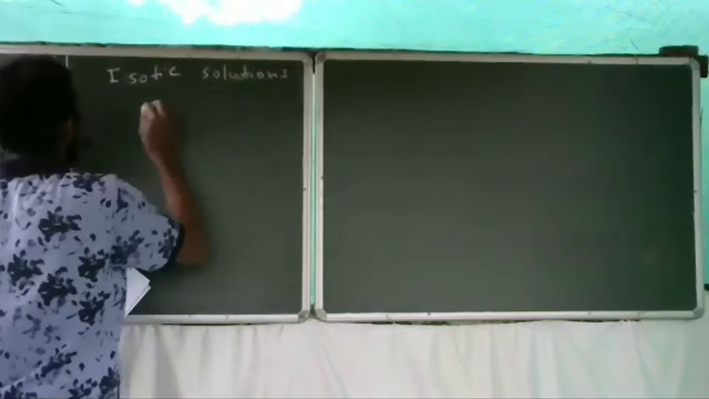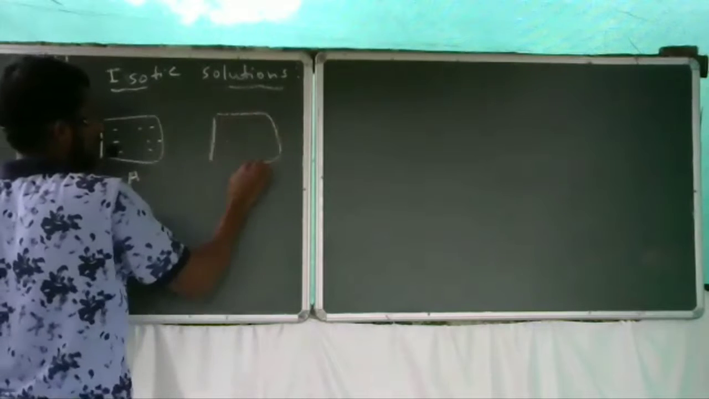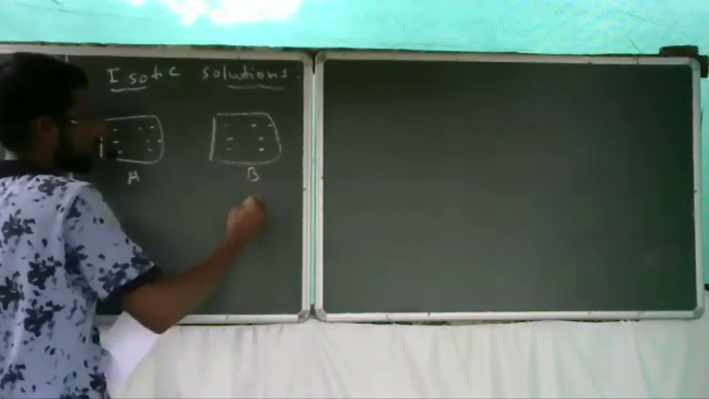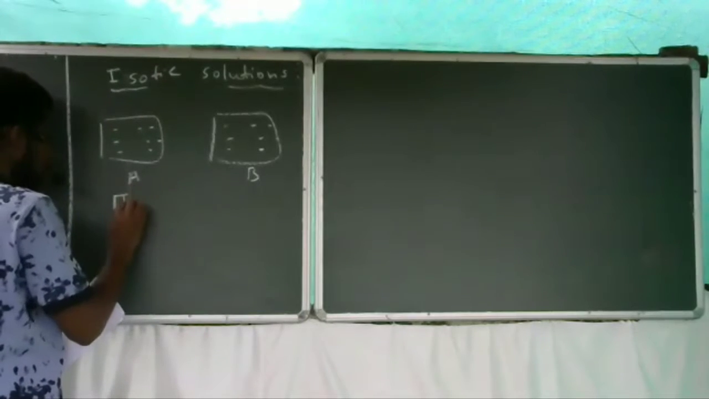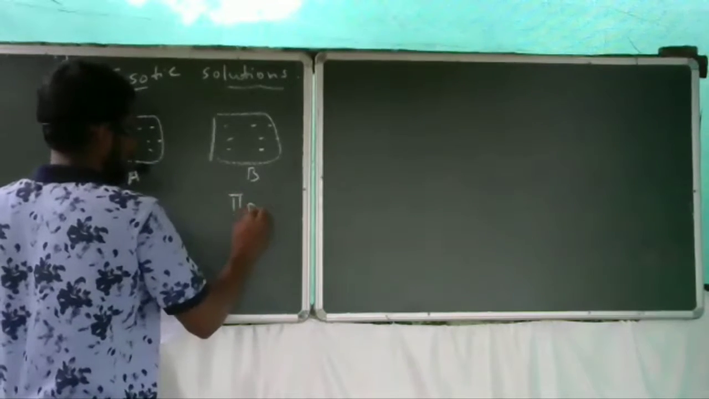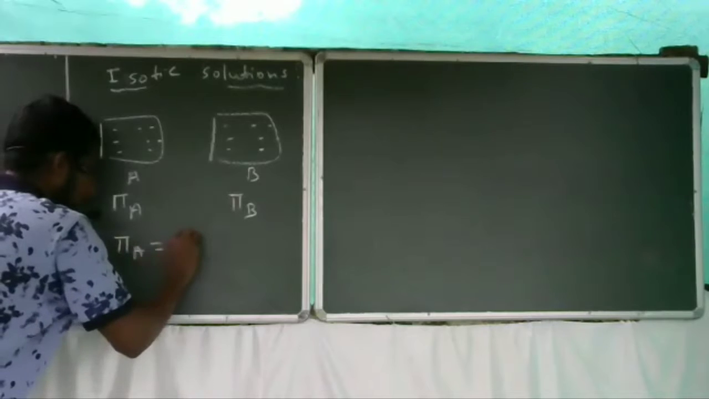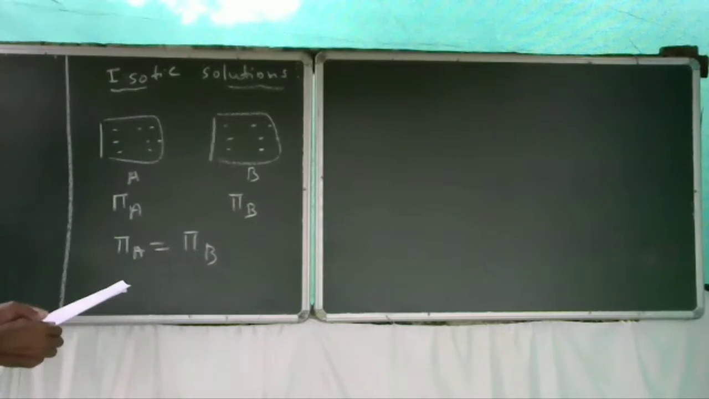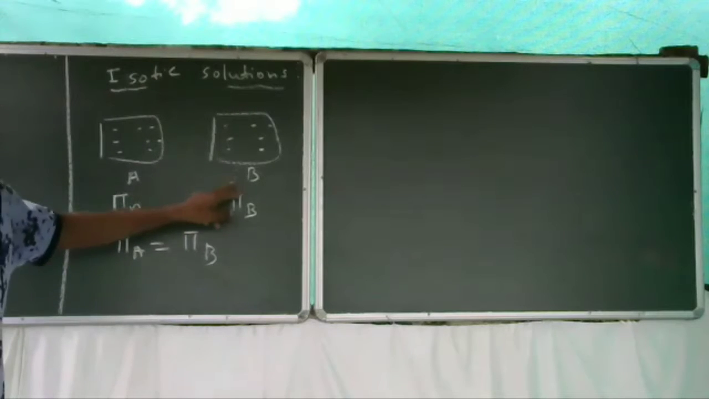Isotonic solutions. Take two solutions, solution A and solution B. Let pi A be the osmotic pressure of solution A and pi B be the osmotic pressure of solution B. Then if pi A equals pi B, that is, the osmotic pressure of the two solutions is the same. Two solutions having the same osmotic pressure, right?